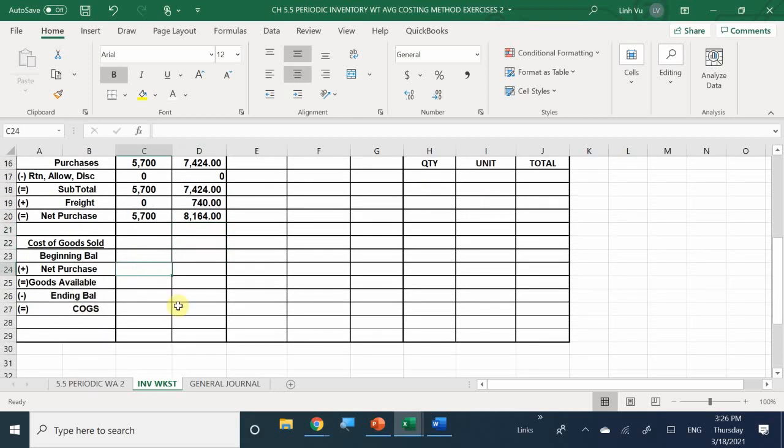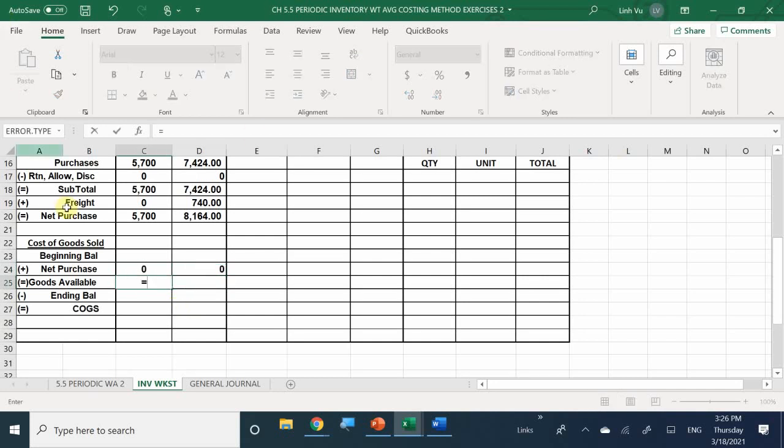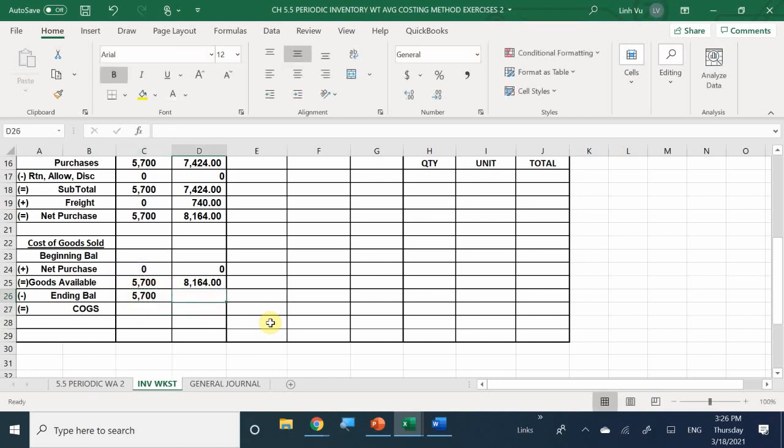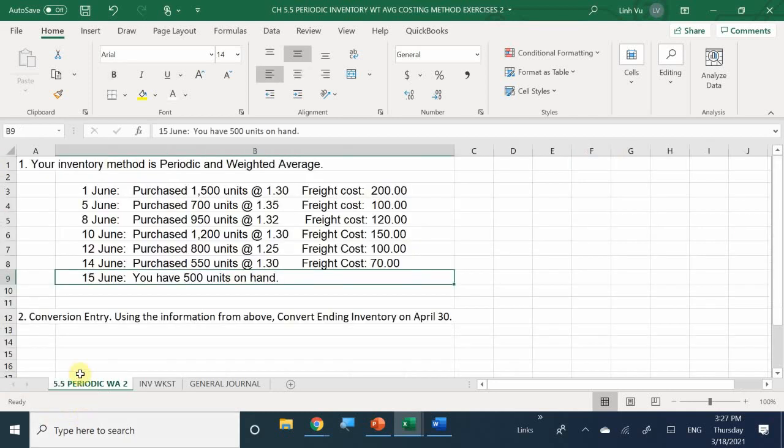First things first is, did we have any beginning inventory? No, not in this case, all right? We're going to copy down our net purchases, because that's what we solved for from above. We're going to add my beginning plus my net purchases to give me my goods available, which in this case is going to be the same as my net purchases, because we're adding 0. All right, so let's go ahead and look back at the scenario. What happened on June 15?